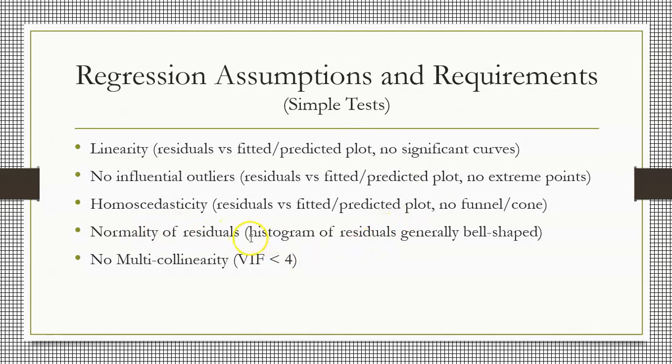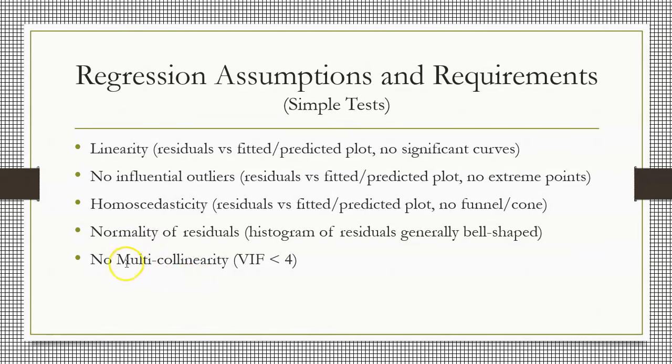I want normality of residuals. I look at a histogram, generally bell-shaped, doesn't have to be perfect, but the more perfect it is, the better your p-values and confidence intervals are. Multicollinearity, that is a little different one. All of these other ones you have to also look at with simple linear regression. This is the only one you'd have to look at with multiple linear regression. That is because multiple linear regression has more than one x while the others don't.